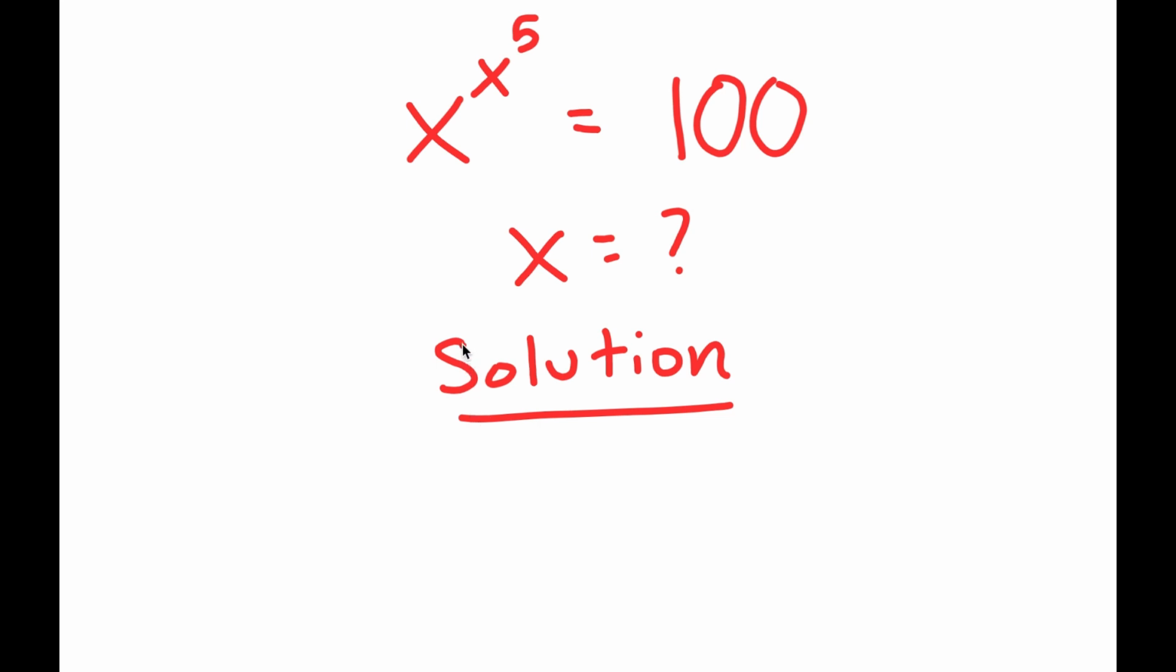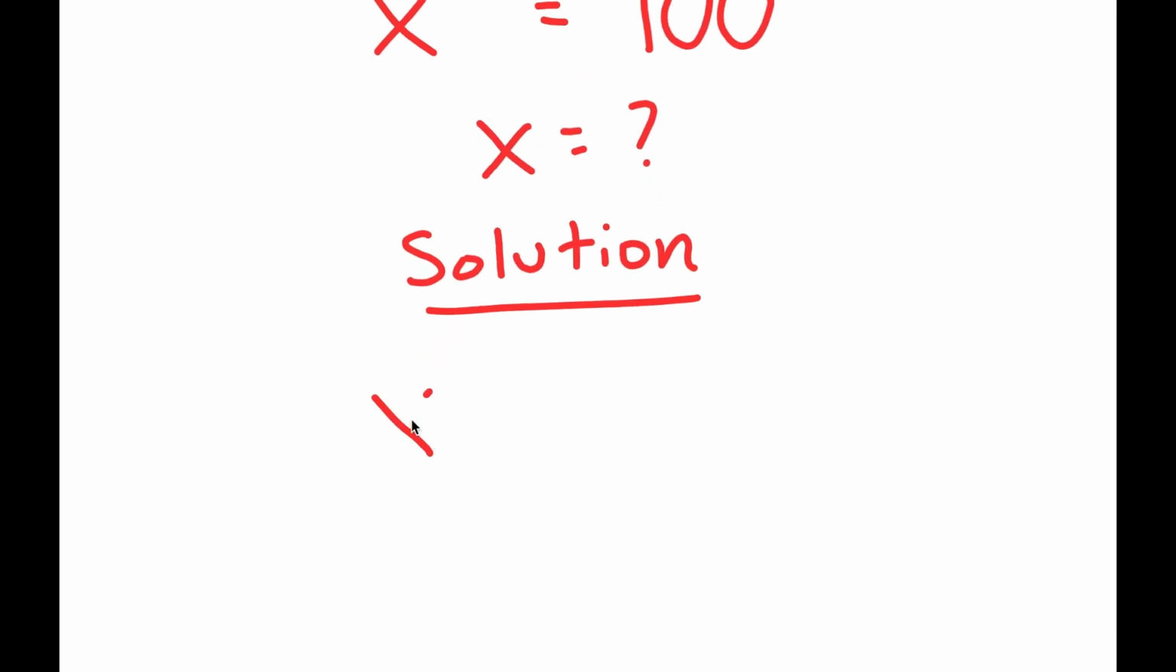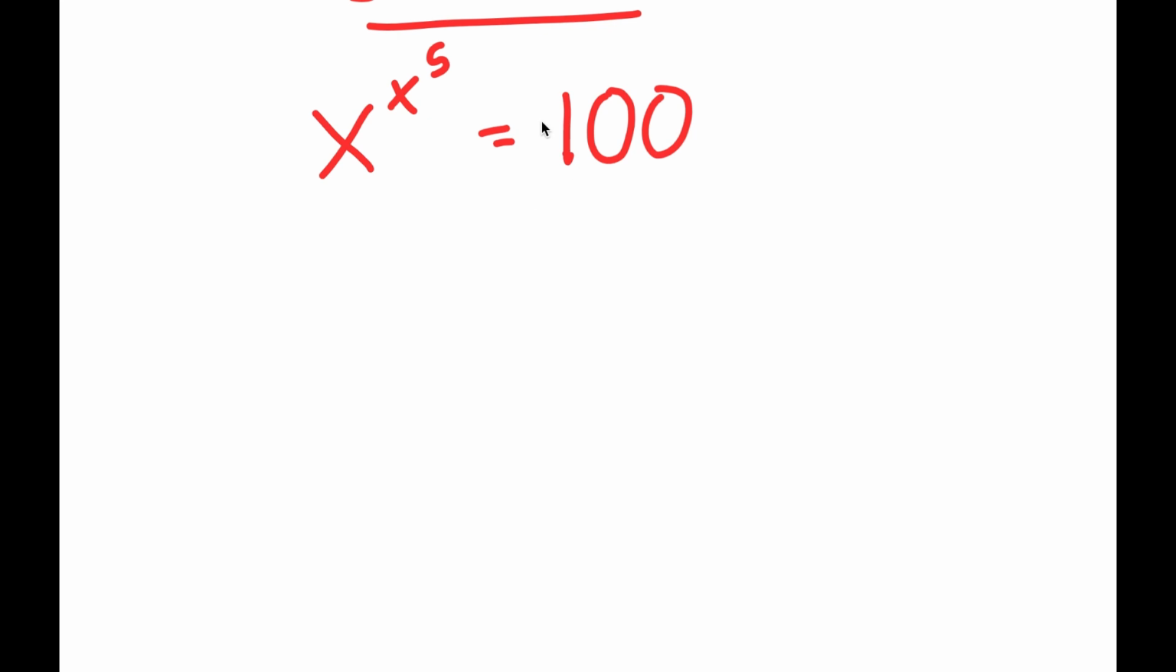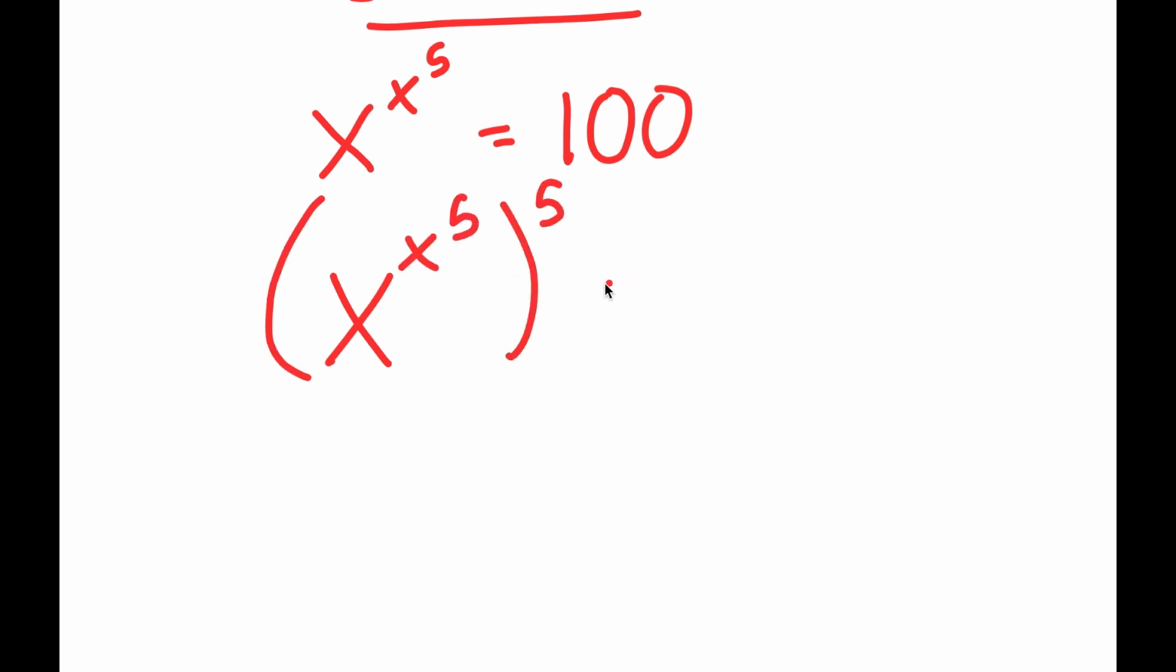I'm going to rewrite my equation down here, so I have x to the power of x to the power of 5 is equal to 100. And now the first thing I'm going to do is take the power of 5 on both sides. So I get x to the power of x to the power of 5 to the power of 5 is equal to 100 to the power of 5.